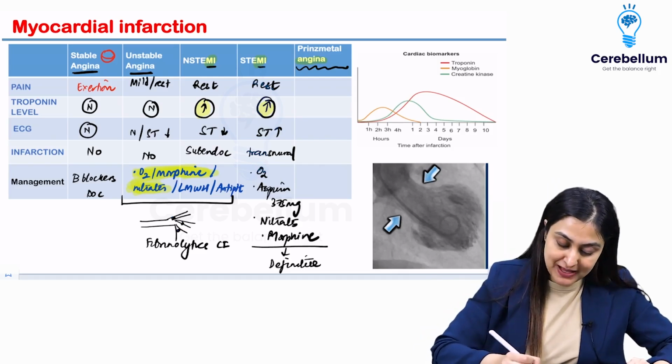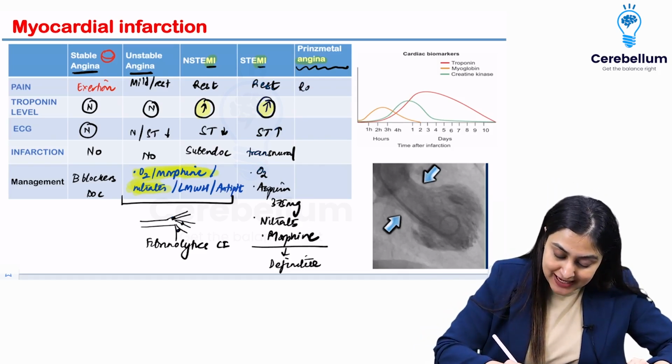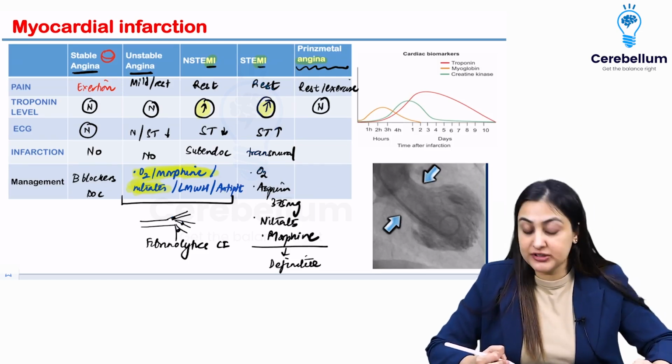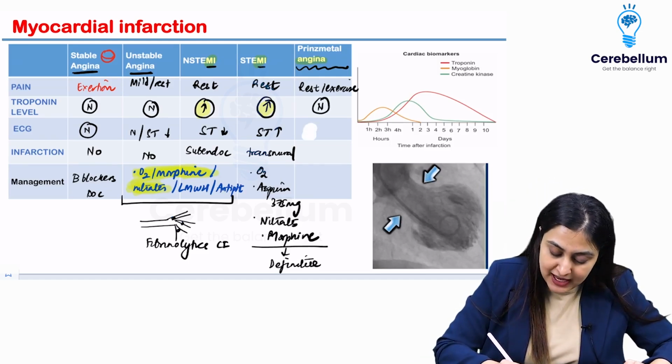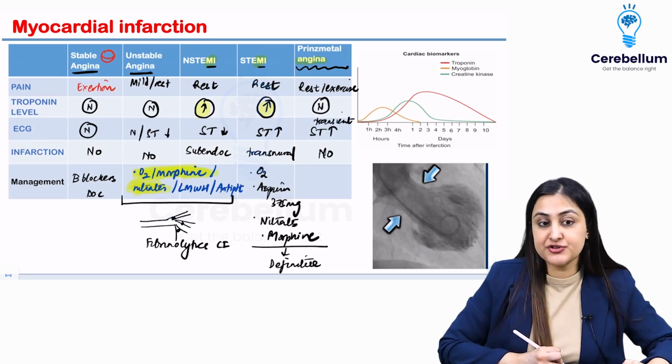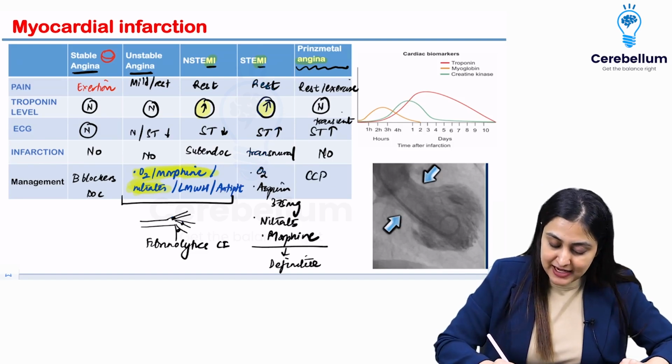So there is vasospasm. Here the pain could be at rest, it could be with exercise, it is variable. Troponin level obviously has to be normal, otherwise I wouldn't call it angina, right? Whereas ECG can show you ST elevation. Like we discussed, ST elevation can be there, but it would be transient usually. There is no infarction which results, and the management is calcium channel blockers.